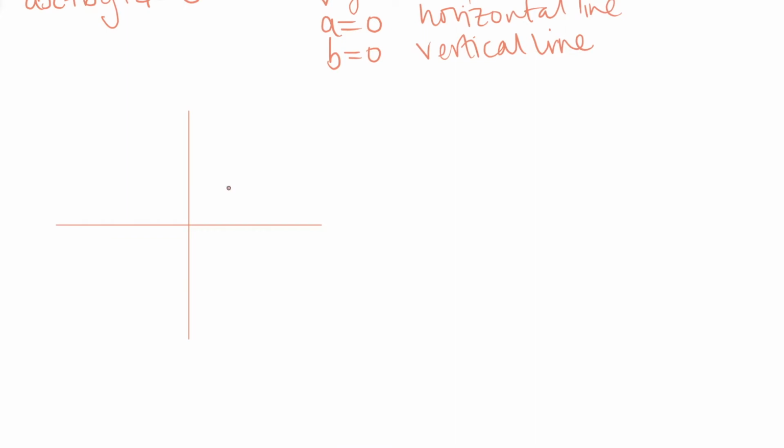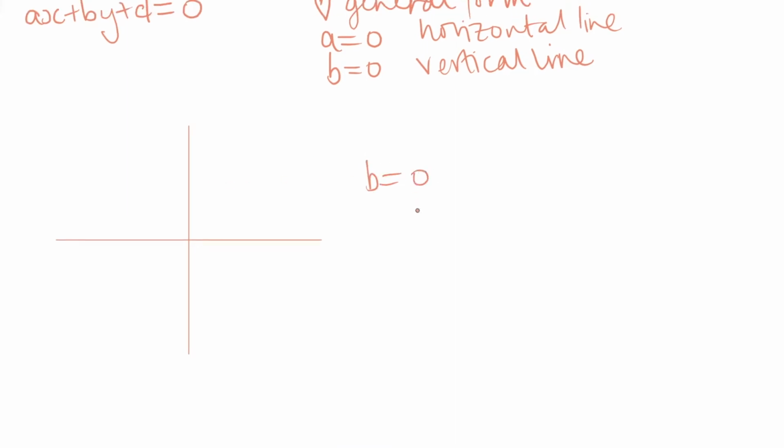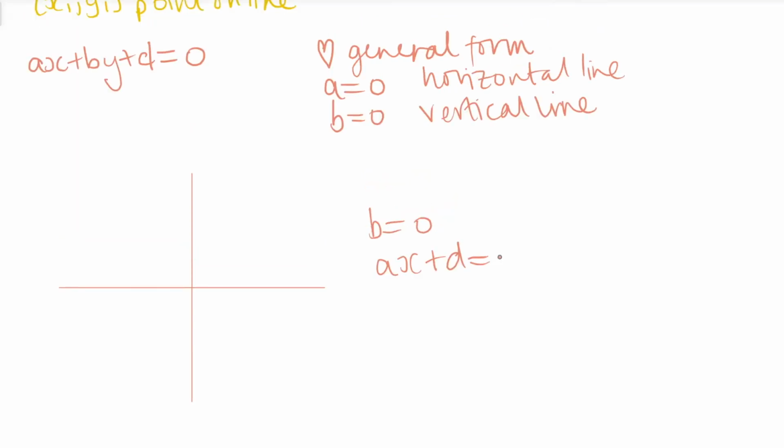Just to show you what I mean by that, let's take the case that b equals 0. That means ax plus d equals 0, which means x equals minus d over a. Now d and a are both just numbers, they're both constants, which means that minus d over a is also just a number, a constant, which means that whatever value of y we have, our x value is always going to be this same number.